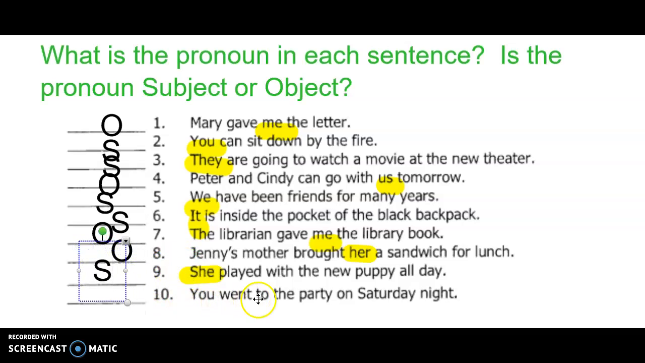And finally, you went to the party on Saturday night. You is going to be my pronoun. Okay, you are doing the action of going to the party, so that's also going to be a subject pronoun. Okay? All right.